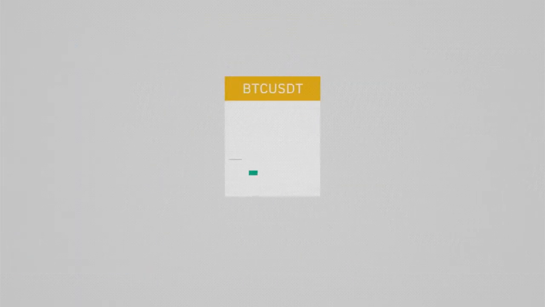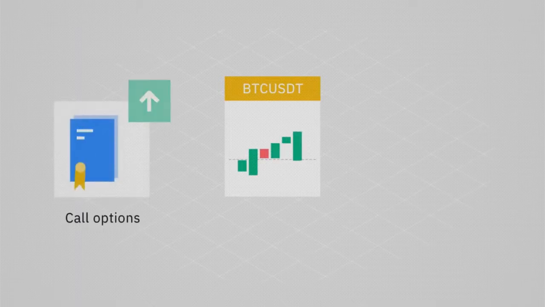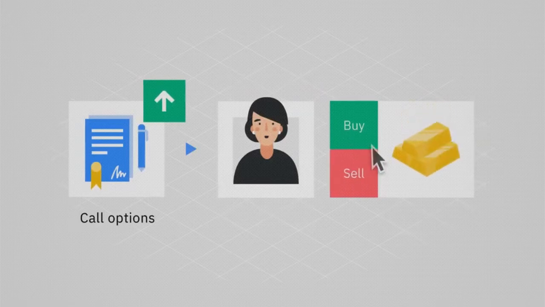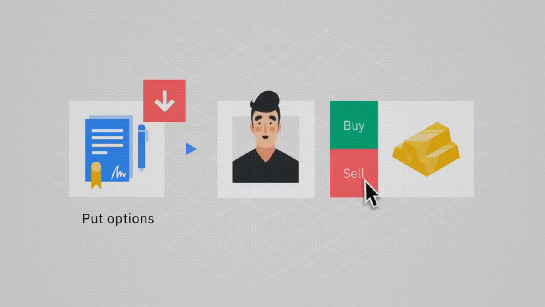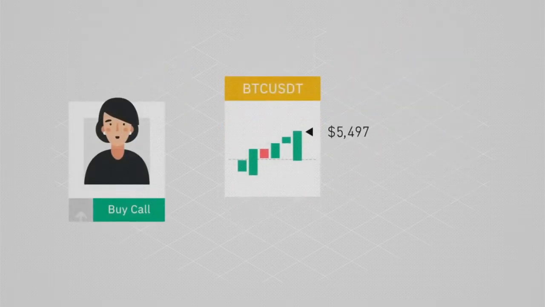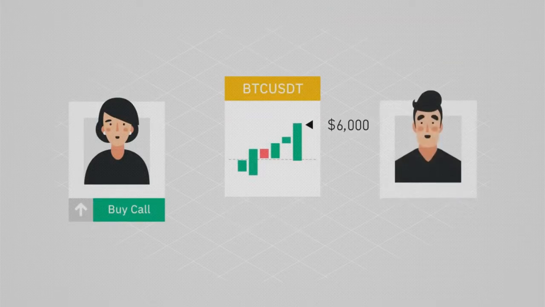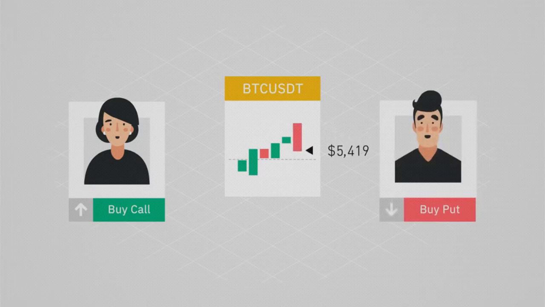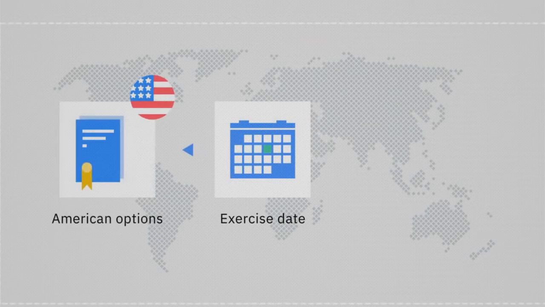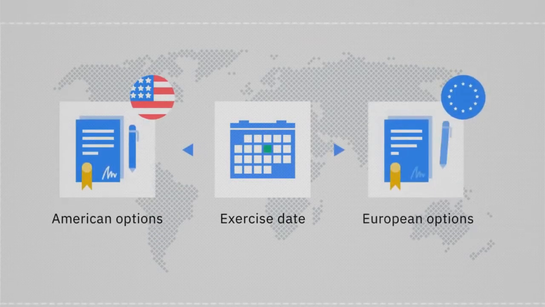There are two basic types of options: call options and put options. Call options give contract owners the right to buy the underlying asset, while put options give the right to sell. For instance, Alice buys a call option with the expectation that the price of Bitcoin will rise in the future. Conversely, Bob buys a put option with the expectation that the price of the underlying asset will decline in the future. Options can be further categorized into American-style options and European-style options.